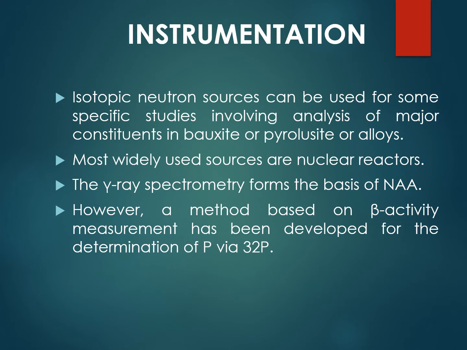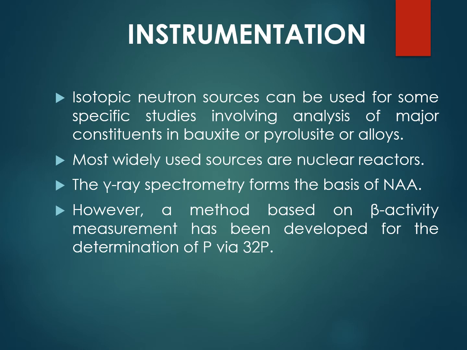And neutron activation analysis mostly uses sources having nuclear reactors. And gamma ray spectrometry also forms the basis of neutron activation analysis. However, a method based on beta activity measurement has been developed for the determination of phosphorus via P32 radioactive tracer.